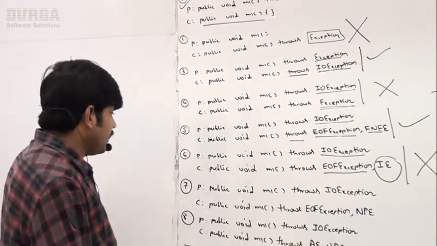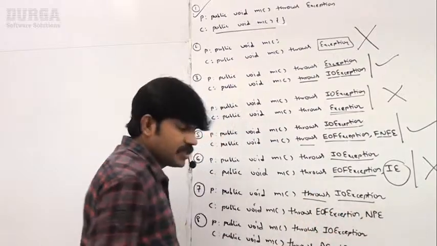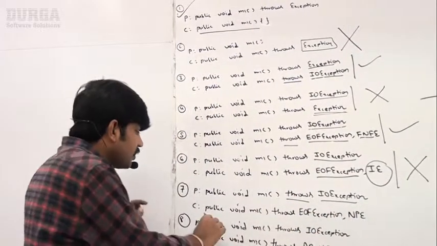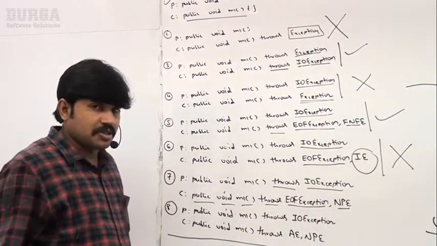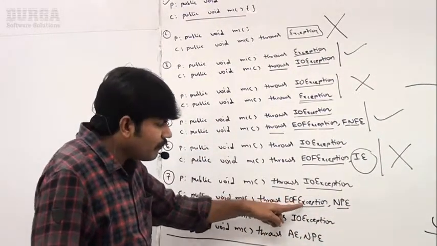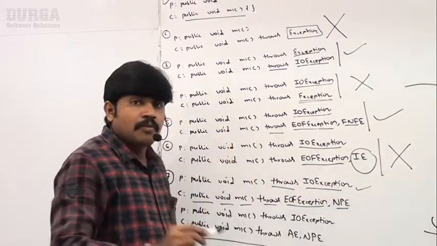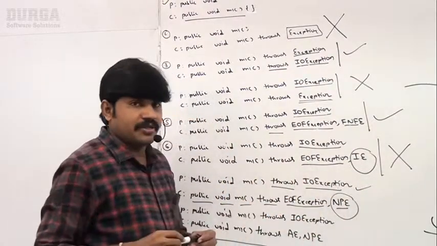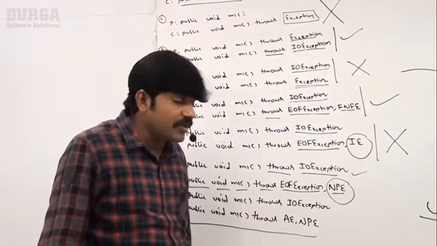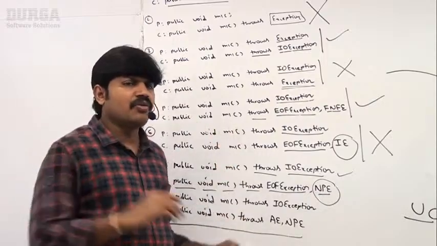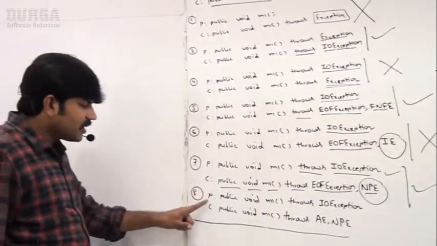Sir, what about the next, the seventh one? Public void m1 throws IOException. The child: public void m1 throws EOFException, NullPointerException. Sir, observe. EOFException, its parent IOException is already thrown by the parent method. But what about NullPointerException? Have you remembered? Is NullPointerException checked or unchecked? Unchecked. That's why you can take it anywhere, no restrictions, right? Valid.